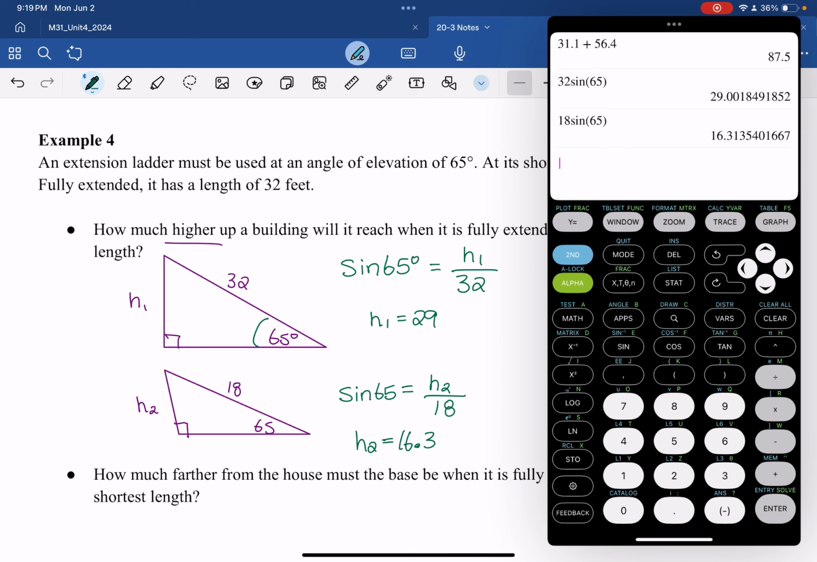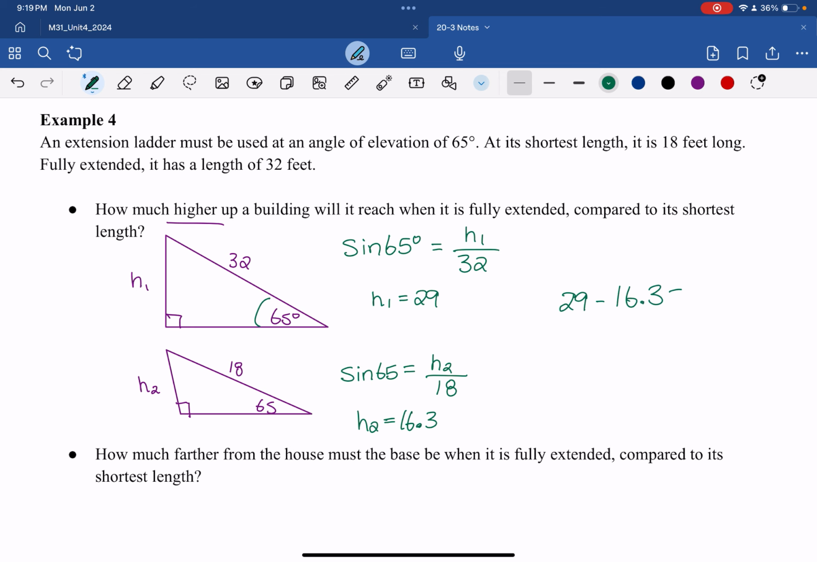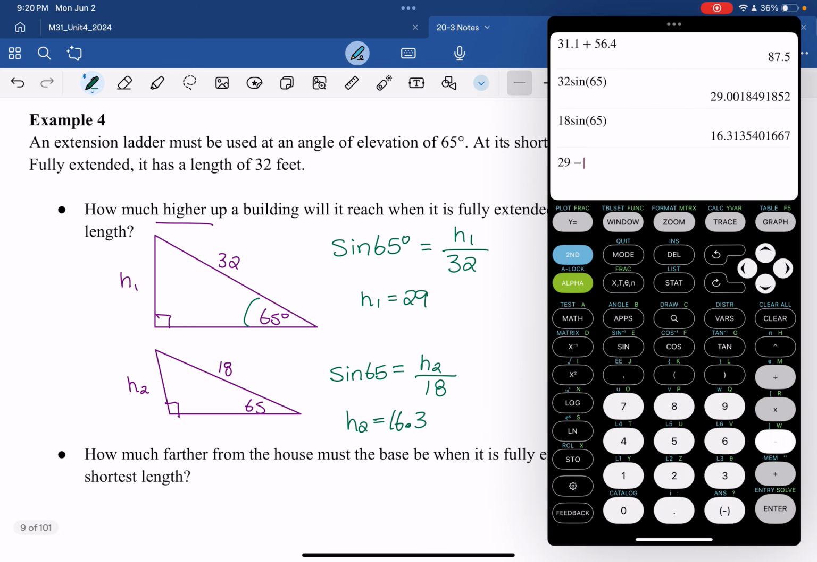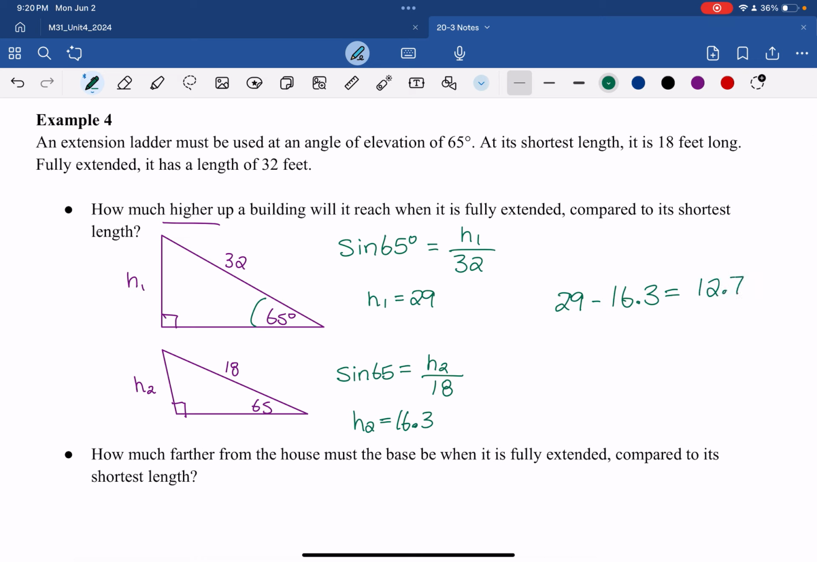16.3. So if I'm asking how much higher it goes, when we're fully extended, it's 29 meters tall. But when we're at our shortest length, it's 16.3. So if I want to know how much higher, I want to know the difference between them. So I'm going to take 29 minus 16.3, which will be 12.7. So that's how much higher the ladder is at its fully extended length.